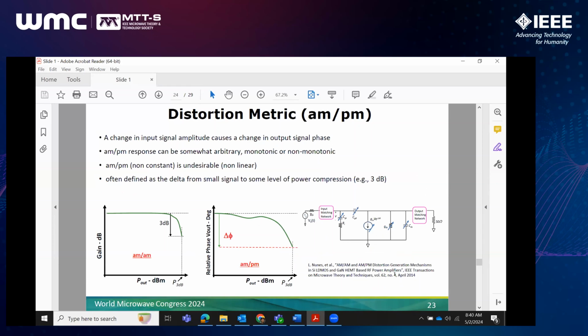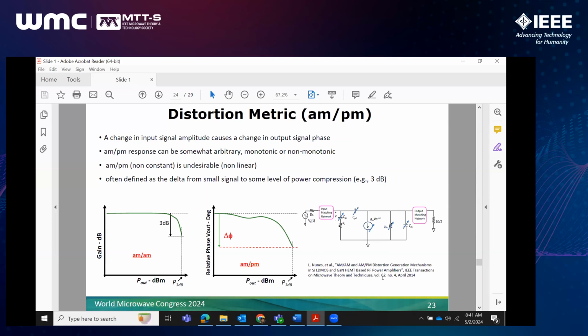Another important one is AM to PM, so amplitude modulation creating phase modulation. So a change in input signal amplitude causing a change in output signal phase. Ideally, we would like the output signal phase to remain unchanged with input drive level. It won't. It will change with drive level. The response is quite arbitrary. It can be monotonic, increasing monotonically with drive level, decreasing with drive level, or non-monotonic. But again, ideally, we want this to be constant.